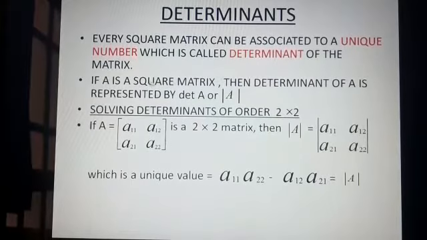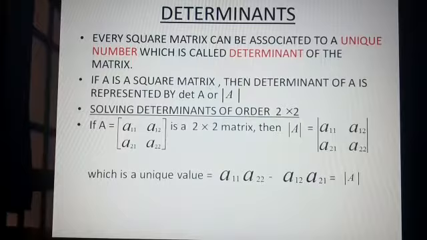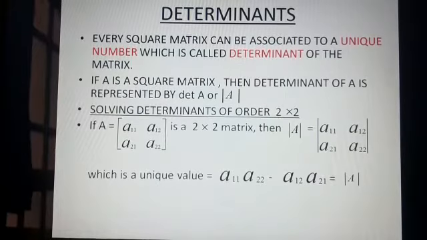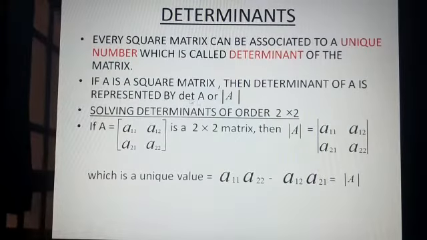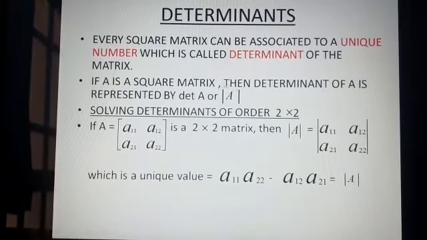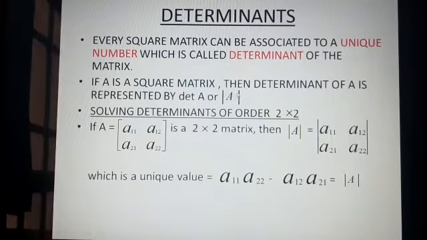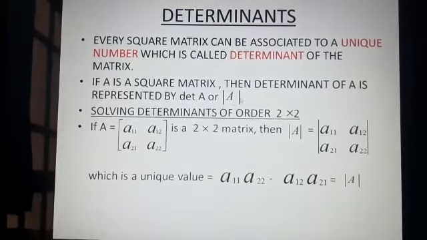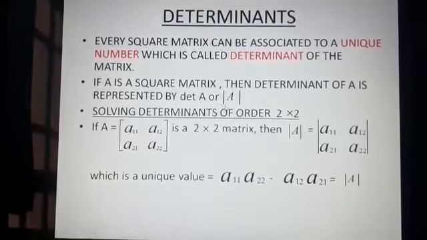And if A is a square matrix, then the determinant of A is represented by det A, or there is a symbol by which we will denote it. This is the way you write the determinant of A. Inside the vertical lines we will write A. So this represents the determinant of A.